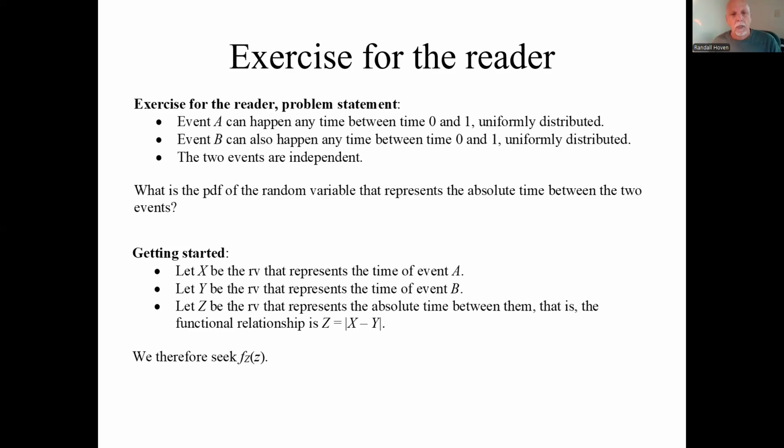A few things to get started. What you're going to want to do is deal with random variables. So let big X be the random variable of the time of event A, and big Y be the random variable of the time of event B. And then Z will be a third random variable. It's basically a function of the other two random variables. It's the absolute time between them. So there will be this functional relationship between Z and these other two random variables. So what we seek is this PDF here of Z.